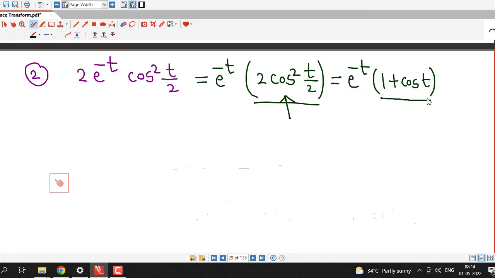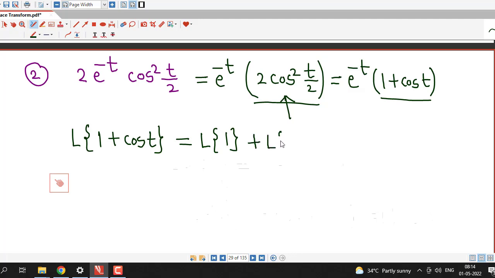Now first we find the Laplace transform of the function 1 plus cos t, and for that we use the linearity property. This is equal to the Laplace transform of 1 plus the Laplace transform of cos t by the linearity property, and we know that the Laplace transform of 1 is given by 1 by s.